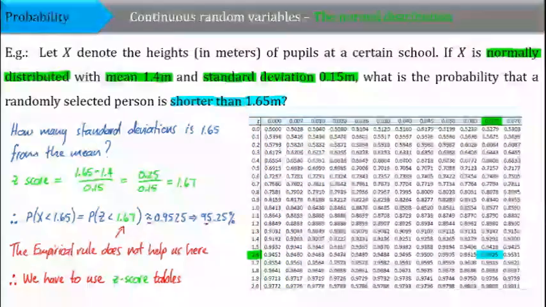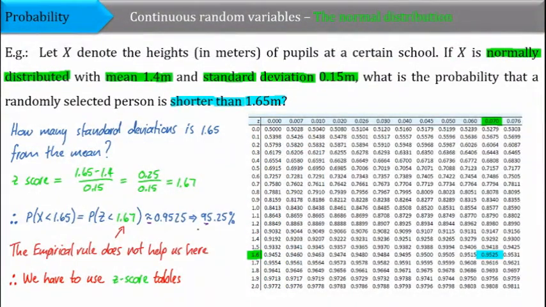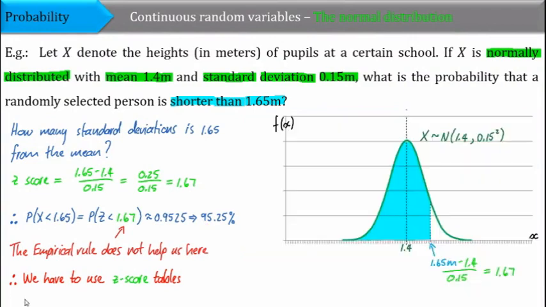So if I randomly select a person from the school, the probability or the chances that they're shorter than 1.65 meters is 95.25%. I'm saying approximately because remember this z-score was rounded to 2 decimal places. So because I've rounded here, the result that I have is an approximation. Right, so going back to my actual image, that means that this shaded area is 95.25%.